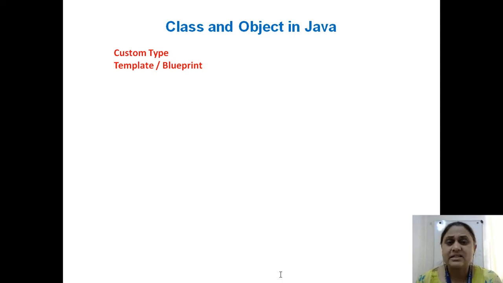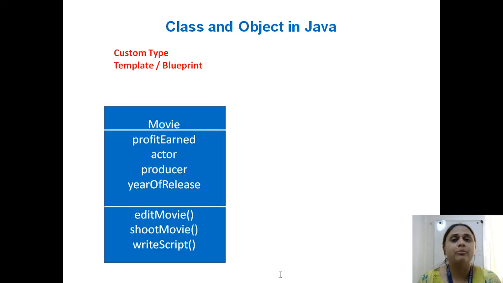Likewise, let's see another example. I'm considering one of the categories, one of the classifications, say movie. Now just see this. What is the name of my category? That is what? Movie. Now, this movie as a category, what kind of properties and behaviors can it have? Any movie can have some profit earned, some amount as profit earned. So profit earned is one of the properties of that movie.